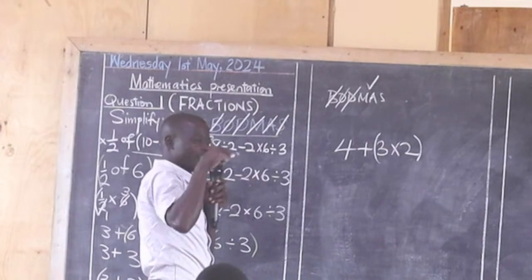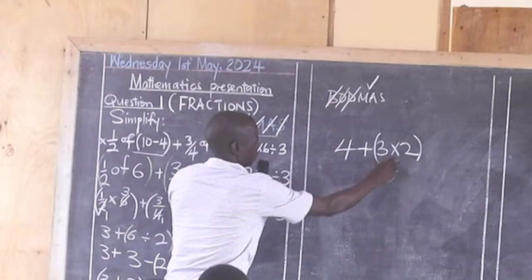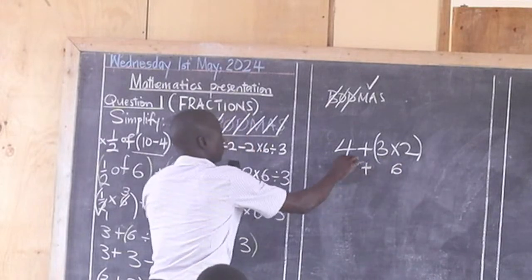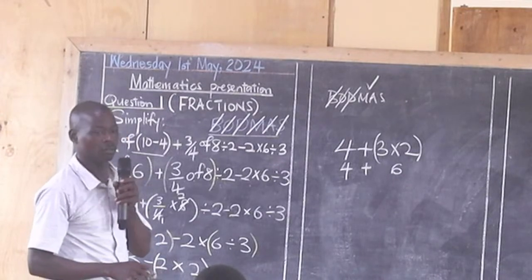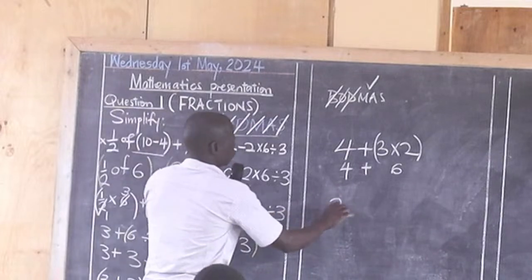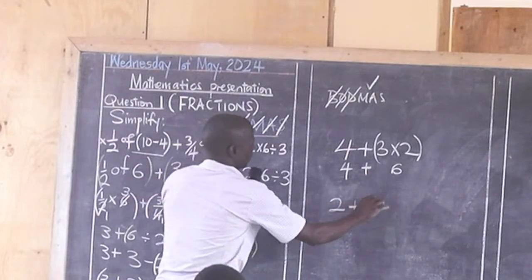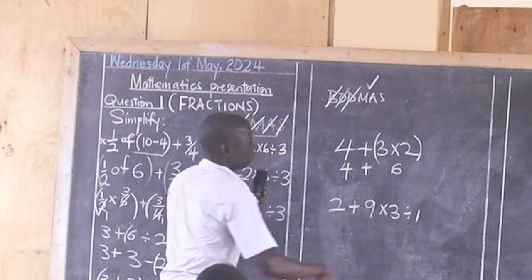It means work things in a bracket first. So what is 3 times 2? 6. What is 4 plus 6? How many operations are there? 2 operations, not so? What if they give you 2 plus 9 times 3 divided by 1?